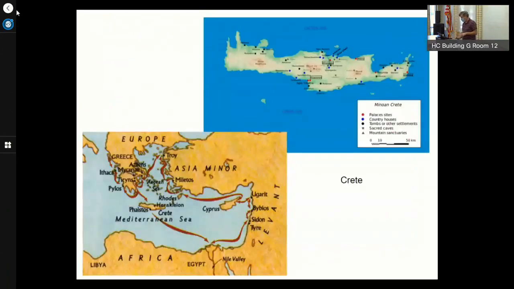Now there's two pre-Greek people that I'd like to discuss. These people are not Greeks, but they're the precursors to the Greeks. One group are the Minoans.